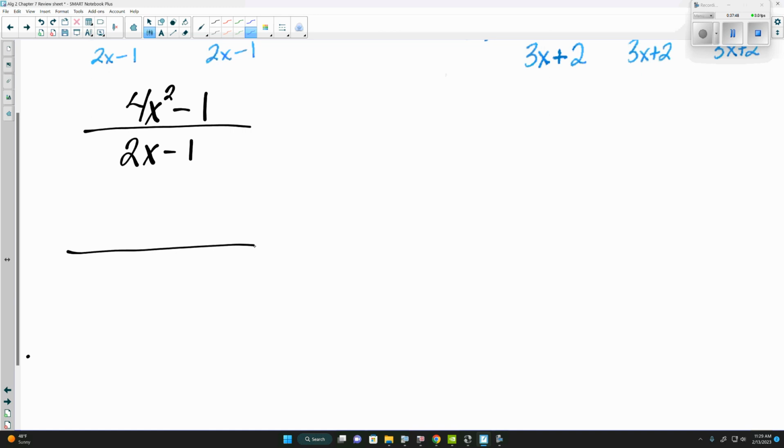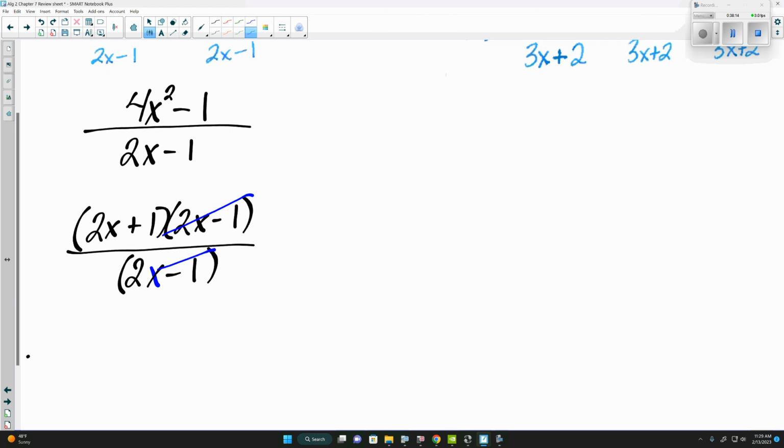However, 4x squared minus 1, 4x squared is a perfect square. It's 2x and 2x. 1 is a perfect square. It's 1 and 1. So this is a difference of perfect squares. It would be 2x plus 1 times 2x minus 1. And the reason we bring that up is because if we factor it, we do have like terms on top and bottom of 2x minus 1, which will cancel out, leaving us with 2x plus 1.